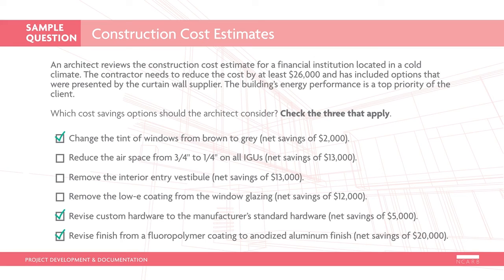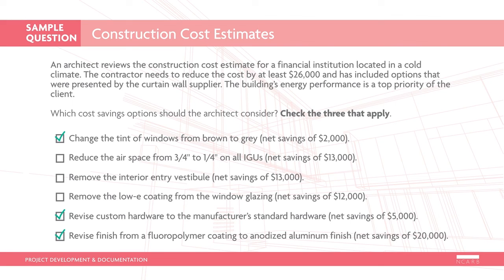Since this is a cold climate, you need to recognize the options that may have a negative impact on the energy performance of the building, as well as those that will have little to no effect. According to fundamentals of building construction, materials, and methods, reducing the airspace and removing the low E coating will have a negative impact on the thermal performance of the glazing system, thus reducing the overall performance of the building envelope and occupant thermal comfort. Removing the entry vestibule would increase infiltration of air into the building, also causing thermal comfort and building performance issues.